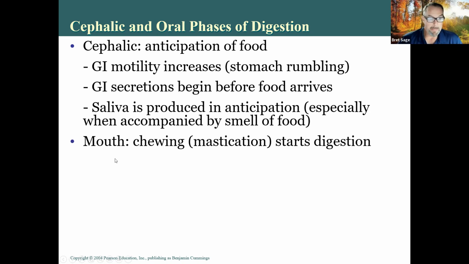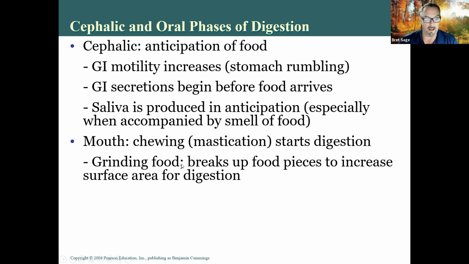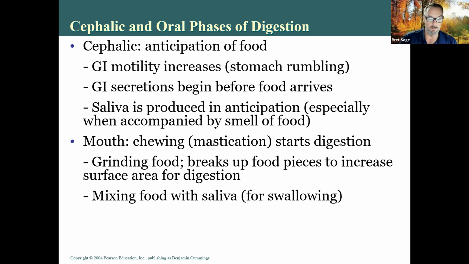All right, your mouth is the first part of your digestive tract. Chewing or mastication starts the digestive process here. Grinding food breaks up the food to increase surface area for digestion. If you swallow a big chunk of food, it's much more difficult to digest. That's why mom always said, chew your food. You mix the food with saliva that allows for swallowing and to begin the digestive process. A little bit of digestion occurs, especially starch, as I mentioned earlier.